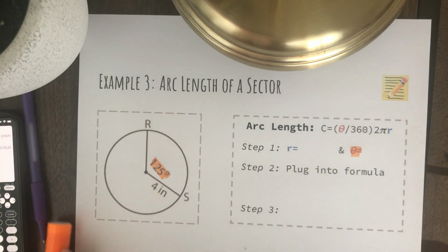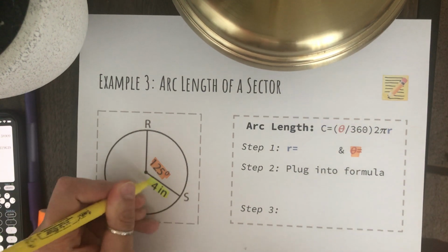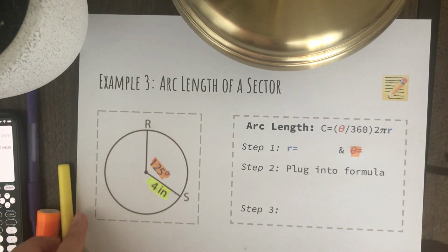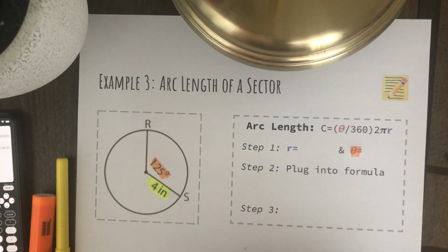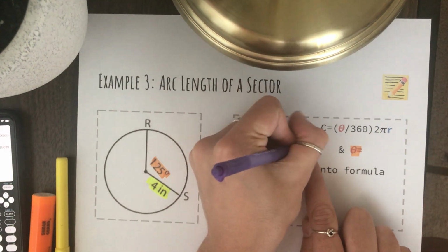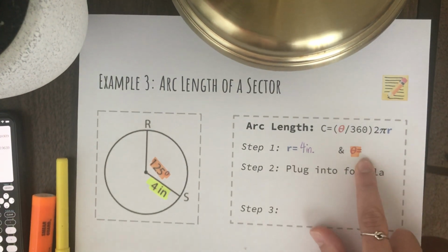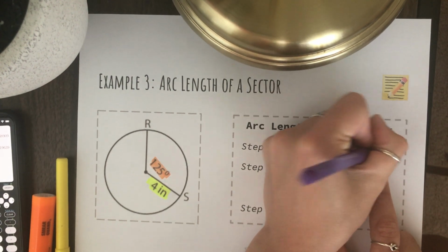And then I know that my radius is 4 inches. So the unit for this problem is going to be 4 inches. I appreciated all of the people last week who put the unit next to their answer on their task. I'd like everybody to be doing that this week as well. So r equals 4 inches. And theta, my unknown angle, is 125 degrees.